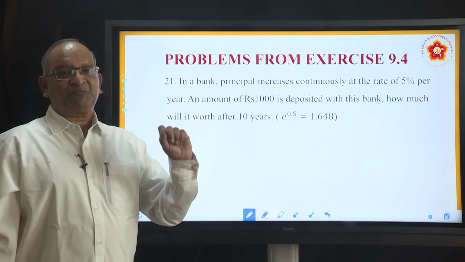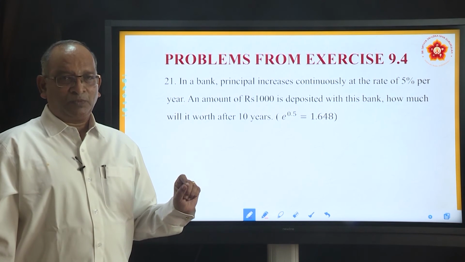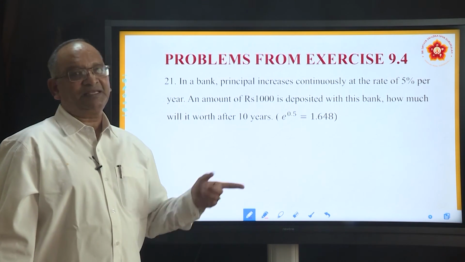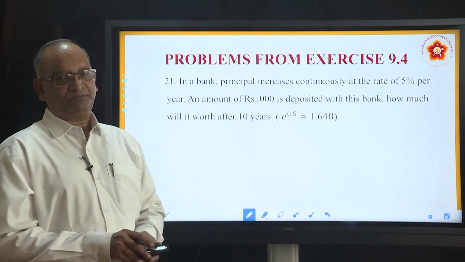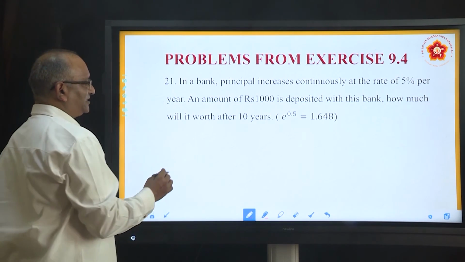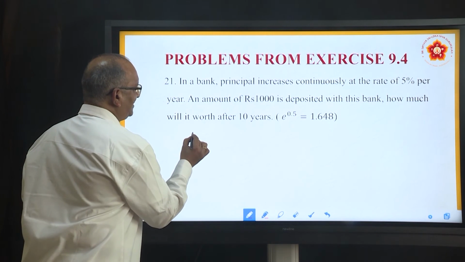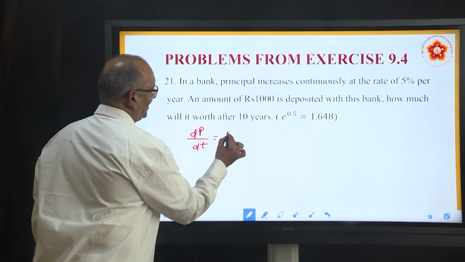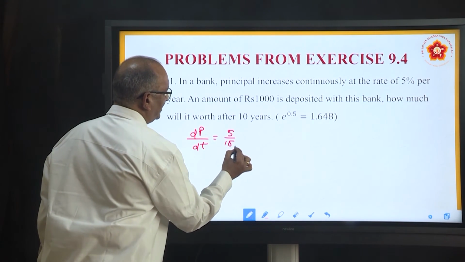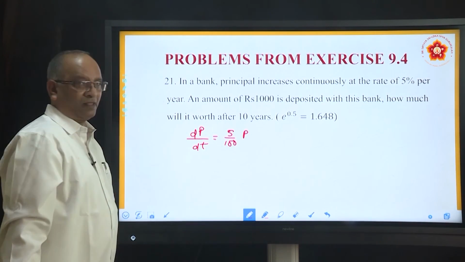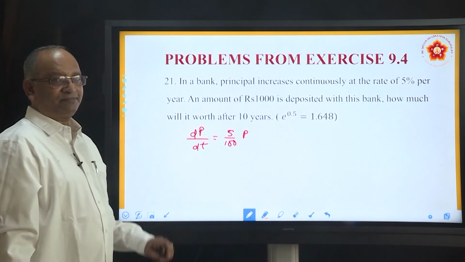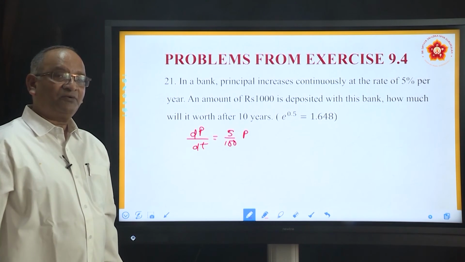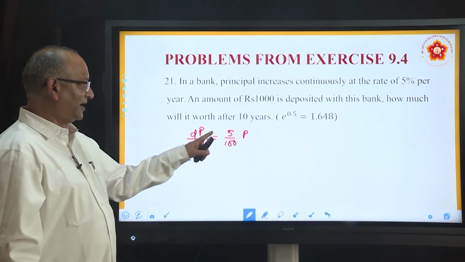If you consider the principal as P, according to him, the rate of change of principal is 5% of P itself. So the equation is like this: dP by dt equals 5%, so 5 by 100 of P. The principal is changing with respect to time. In what way? 5% of the principal itself, so 5 by 100 of P.